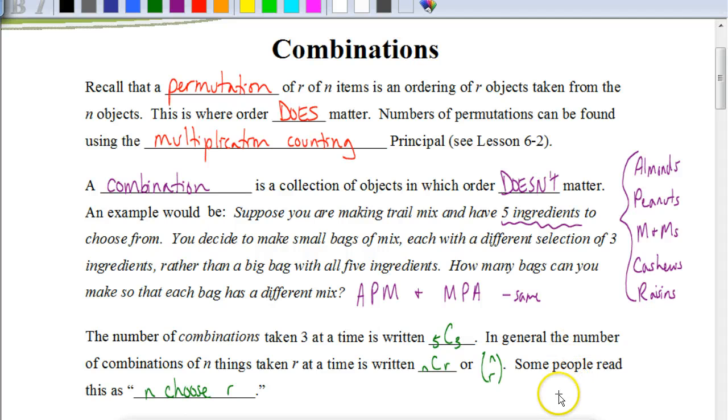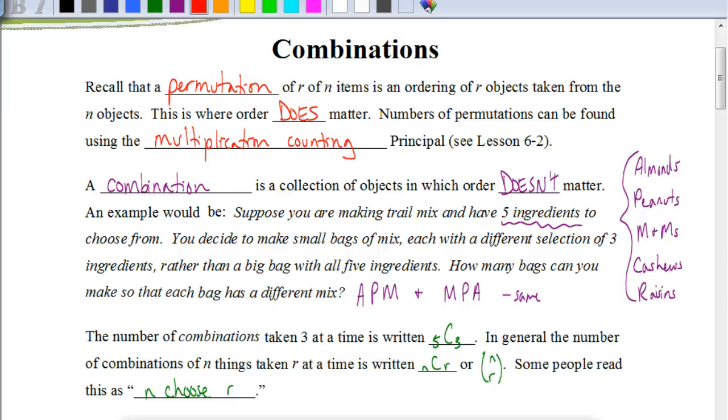Now the way that we'd set up this question is that since there are 5 items and we're selecting 3 of them, we're going to write it as 5 choose 3. So in general, when we write a combination, we always start with N representing the total number of items, followed by C representing the fact that we're using a combination here, followed by the R. And the R represents the number of items from the total that we are going to be selecting.